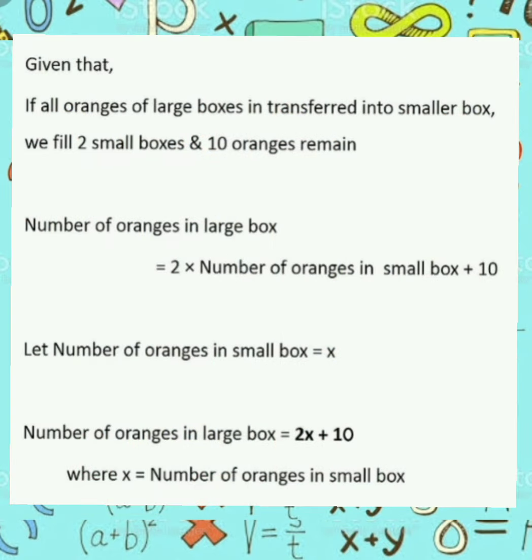It is given that all the oranges from the larger box are transferred into smaller boxes. So the larger box can fill two smaller boxes and still 10 oranges remain. So the number of oranges in the larger box will be twice the number of oranges in the smaller box plus the remaining 10 oranges. So as given in the question, the number of oranges in the smaller box is x. So the number of oranges in the larger box will be 2x plus 10. So that gives the answer, and here's the equation for the problem.